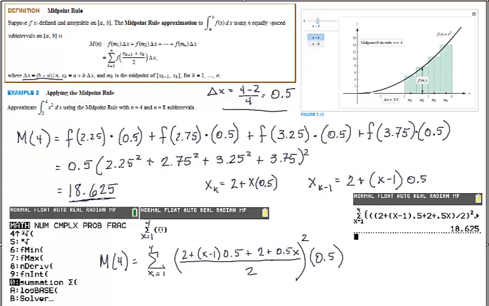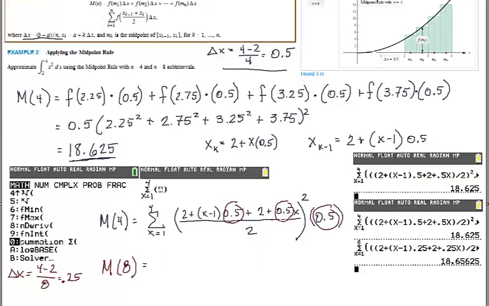Alright, after plugging that into my calculator, I get 18.625, which was what I wanted. Now, if I want to extend this to 8 subintervals, all I have to do is go into my calculator and copy that command that I just entered, knowing that it's right, and then change this top right here to an 8, and then get my answer. Alright, so I changed it to an 8.